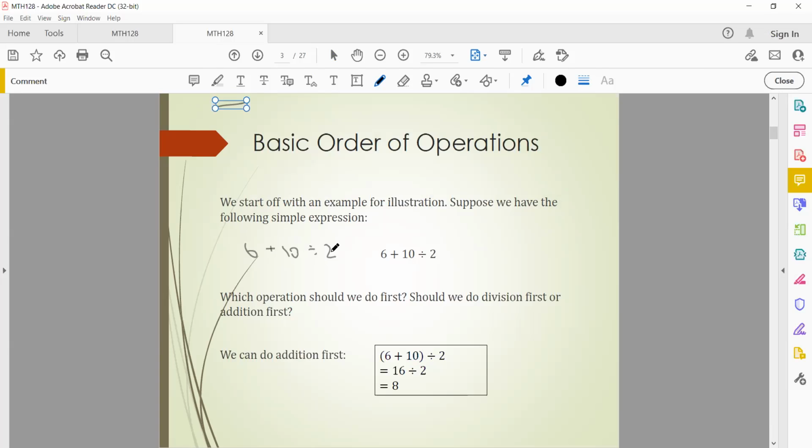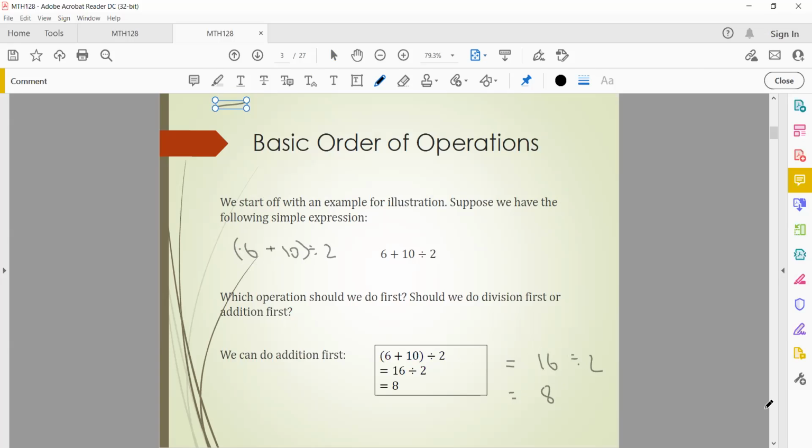Okay, so what do we do first? First, we do the plus part. Now let's see what answer we get. So let's do this part right here. 6 plus 10 is, here, I'll write it over here. 6 plus 10 is 16 divided by 2 is equal to 8. So that's what you would get if you did the plus part of the expression first.